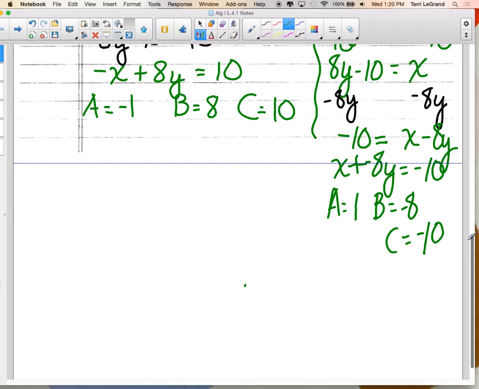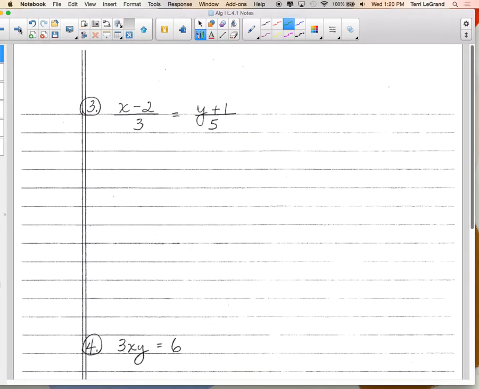Okay, let's go to the back side and practice just a few more and then we'll be done. Okay, first decision, linear or not? Yes. Does it pass every test? Yes. X and Y are to the first power?